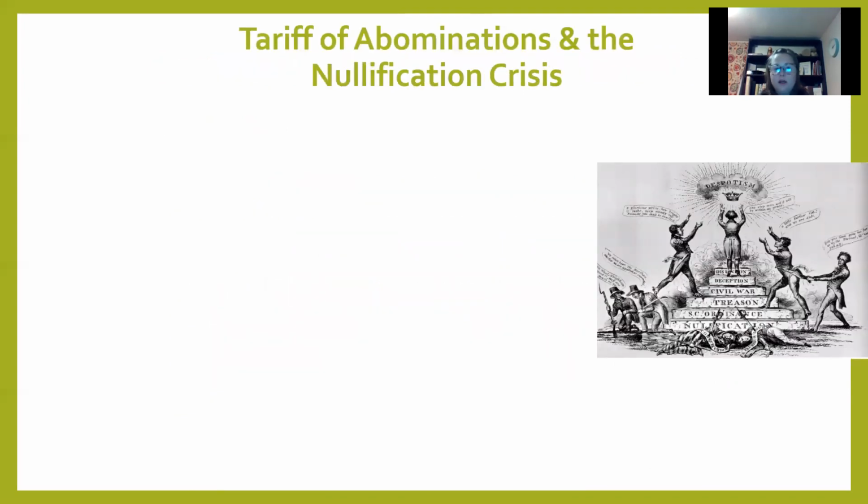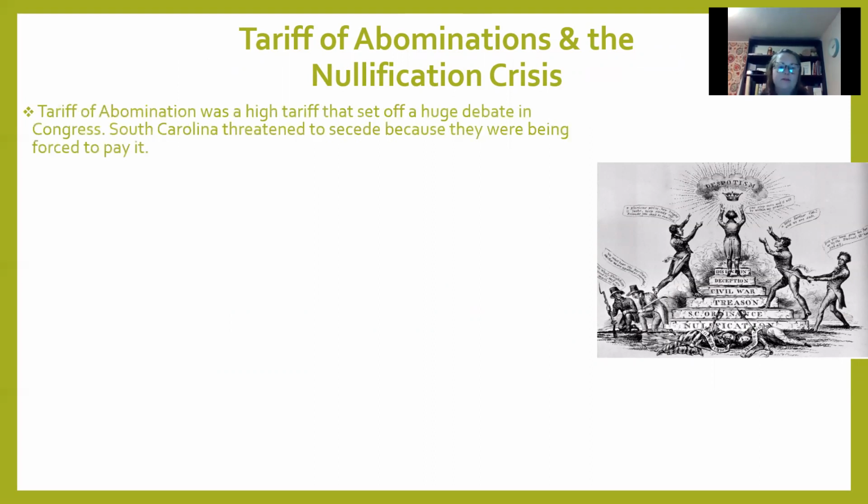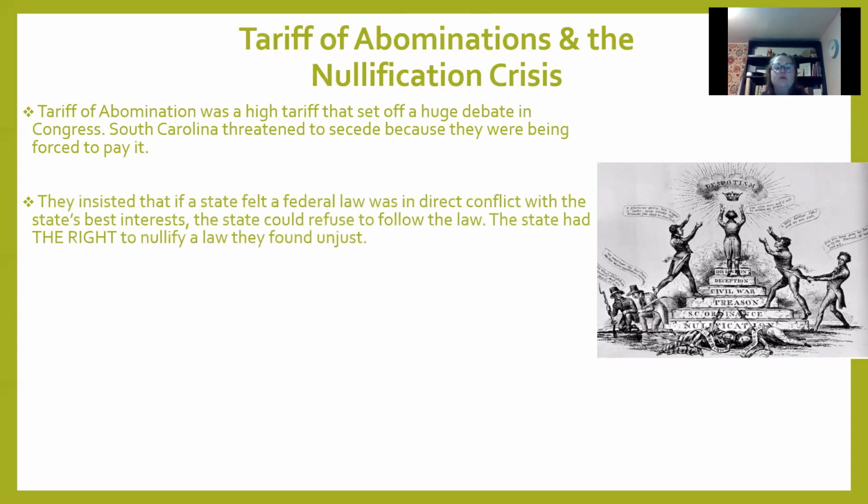So the Tariff of Abominations and the nullification crisis, I said a little bit about this. The Tariff of Abominations was a high tariff that set off a huge debate in Congress. South Carolina threatened to secede because they were being forced to pay it. Secede means to break apart from, okay? So they wanted to possibly leave the United States of America and become their own country. They insisted that if a state felt a federal law was in direct conflict with the state's best interest, the state could refuse to follow the law. The state had the right to nullify a law they found unjust.